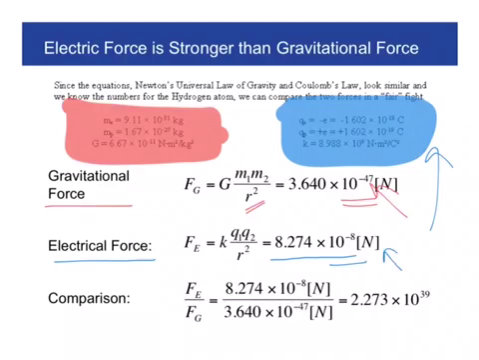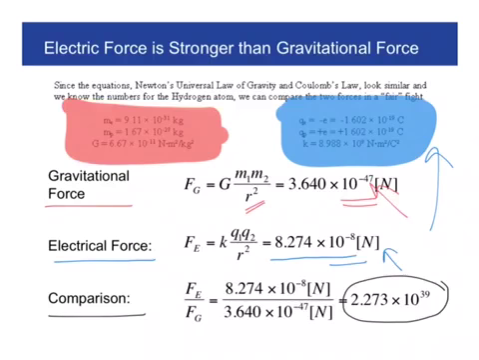So let's just do a comparison over here. Divide one by another, and the difference is 2 times 10 to the 39th. This is a huge difference. So when a proton and electron are next to each other, electric force is way stronger than gravitational force. You can just imagine how many zeros are here. 39 zeros.